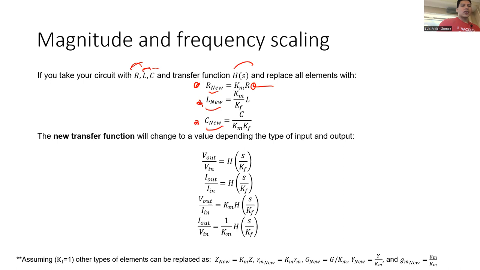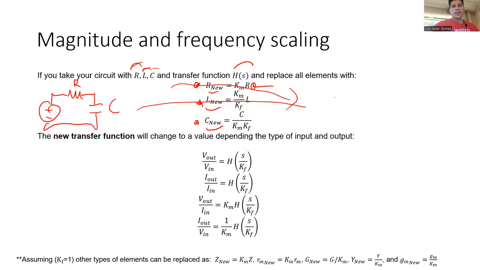Let's say I have this R and then C. I would replace this circuit with a new one, with Km times R as the new resistance, and then C over Km Kf.